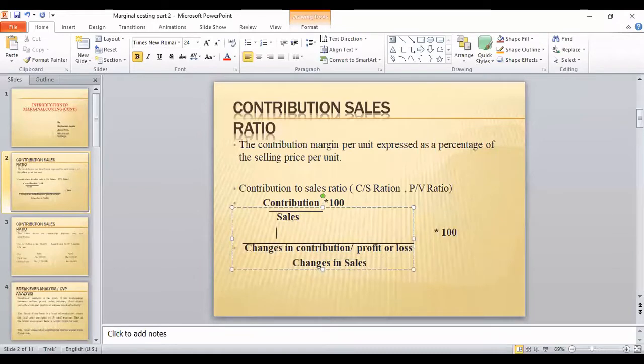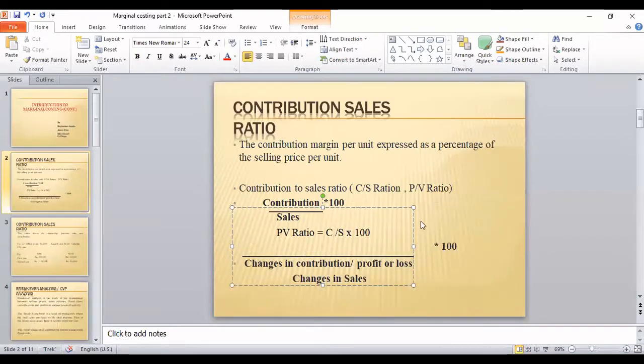We can make another formula with the help of this. So the formula is exactly like this. PV ratio is equal to contribution upon sales into 100.